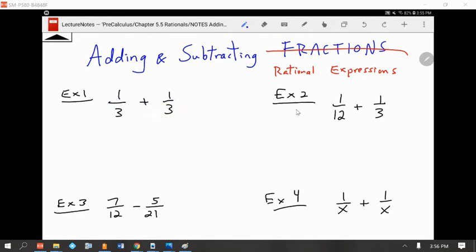So a third of a dollar plus a third of a dollar is 2/3 of a dollar. So you add the numerators, you keep the denominator the same, right? But first, the denominators have to be the same. So like on problem 2, when you look at these fractions, you can automatically tell, hey, the denominations are not the same, right? They're different denominators.